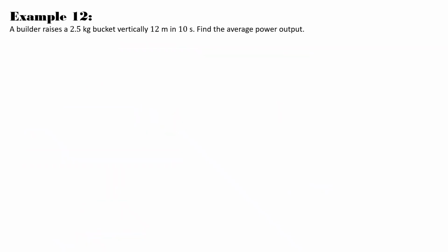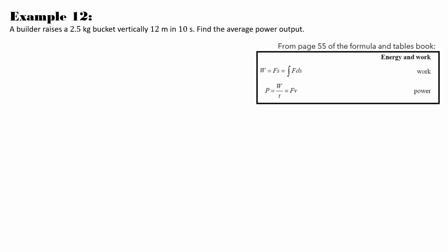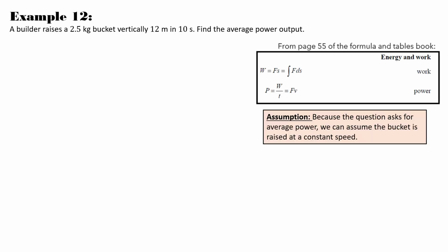So our last example, example 12. A builder raises a 2.5 kg bucket vertically 12 meters in 10 seconds. Find the average power output. A few things are going on here. Because the question is asking for average power, we can assume that the bucket is raised at a constant rate. So we can think of it as having an average speed, and we're going to work with that average speed instead of a changing velocity.